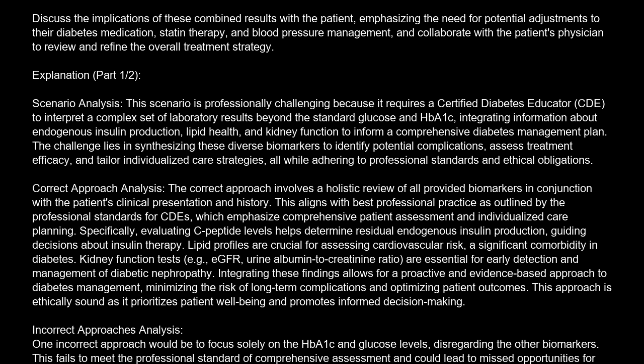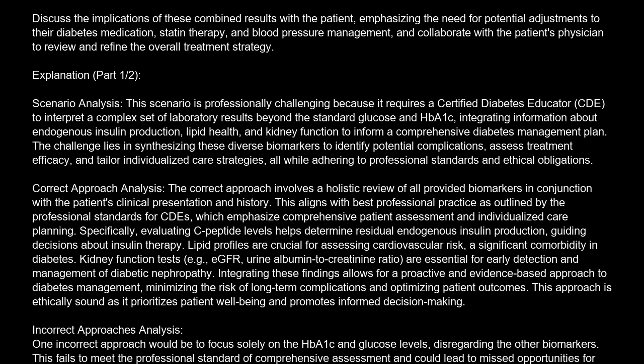Correct approach analysis. The correct approach involves a holistic review of all provided biomarkers in conjunction with the patient's clinical presentation and history. This aligns with best professional practice as outlined by the professional standards for CDEs, which emphasize comprehensive patient assessment and individualized care planning. Specifically, evaluating C-peptide levels helps determine residual endogenous insulin production, guiding decisions about insulin therapy. Lipid profiles are crucial for assessing cardiovascular risk, a significant comorbidity in diabetes.